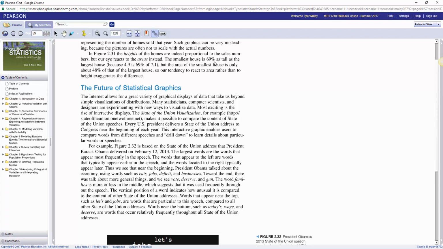So the smallest house is 69% as tall as the largest house because 4.9 is 69% of 7.1. So if we're just talking about the height of the homes, that's accurate. But again, our eyes, our brains want to focus in on the area. So the area of the smallest house is only about 48% of the largest house. So our tendency to react to area rather than to height exaggerates these differences. They make it seem a lot different than what's actually being presented. So we have to keep this in mind when looking at data.